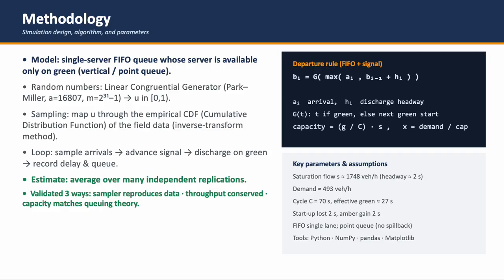For parameters, saturation flow is about 1,750 vehicles per hour, demand about 490, a 70-second cycle with 27 seconds of effective green. And critically, I evaluated the model three ways before trusting any output. The sampler reproduces the input data, throughput is conserved, and the simulated capacity matches queuing theory.